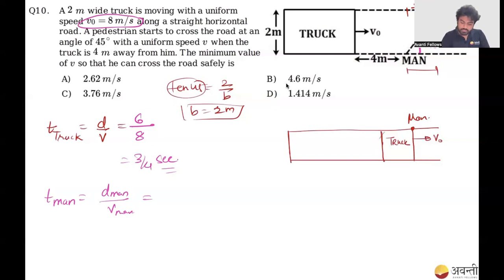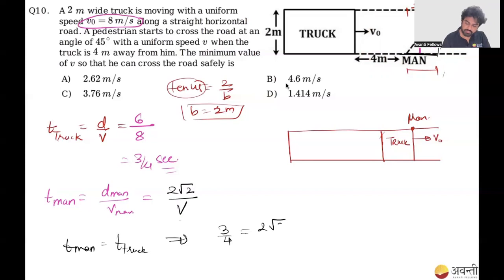So how much distance does the man have to travel? The hypotenuse distance. But how much is the hypotenuse in this triangle? 2 is the perpendicular, 2 is the base, so hypotenuse is 2 root 2. So 2 root 2 divided by the velocity of man, which we have to find. Now these two times are equal. Time by man is equal to time by truck.